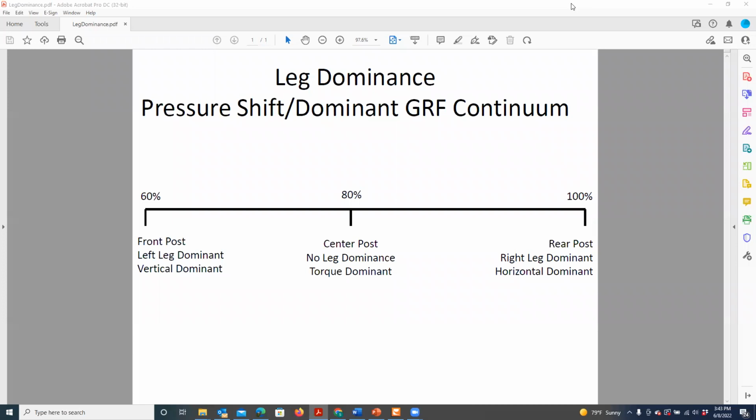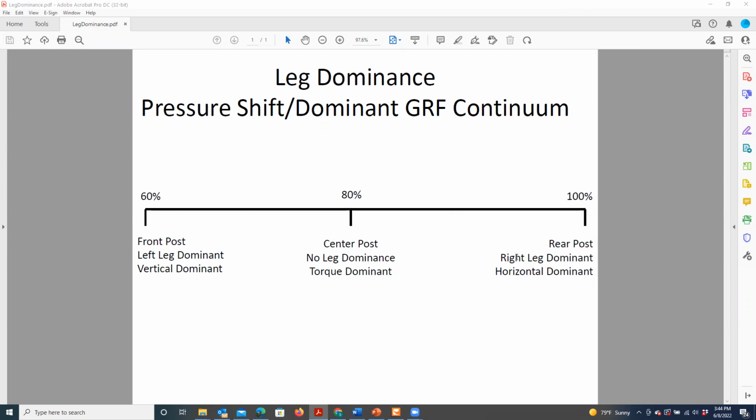Okay, so in this video, I'm going to address how you can use the concept of leg dominance to dial in a player's pressure shift and dominant ground reaction force in order to improve their ball striking. So all this stems from work we've done with Mike Adams and his original concept of posting. His original concept was of center post, front post, and rear post golfers. And we think this really applies to their leg dominance.